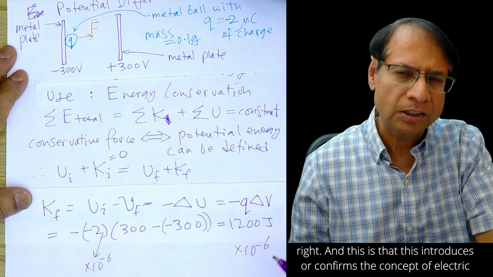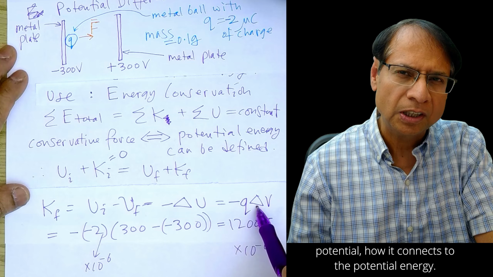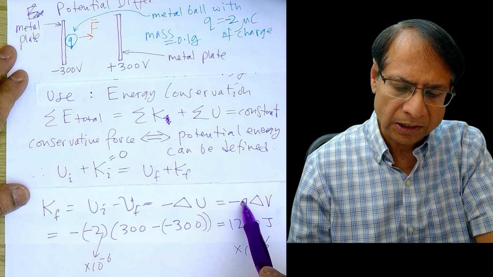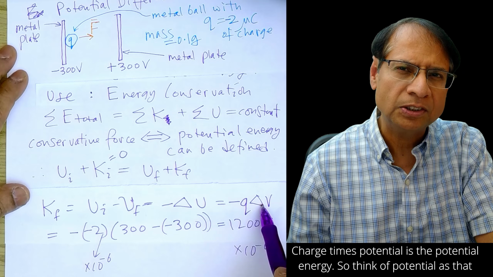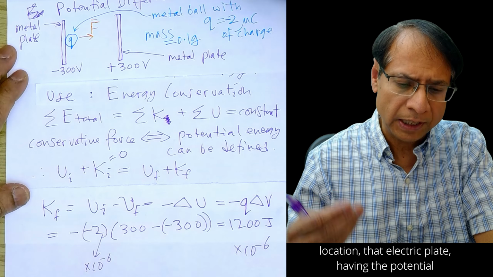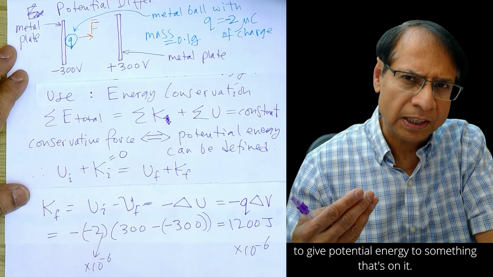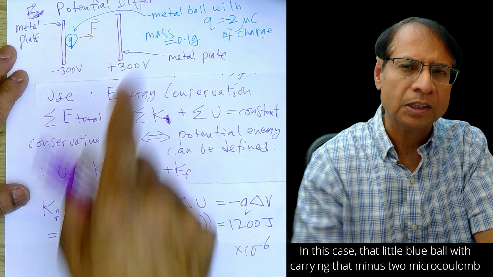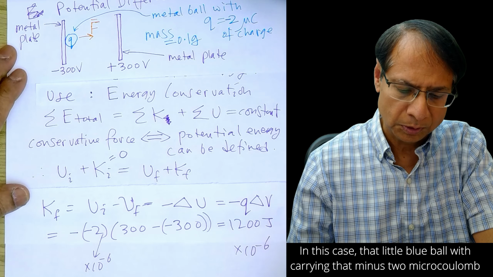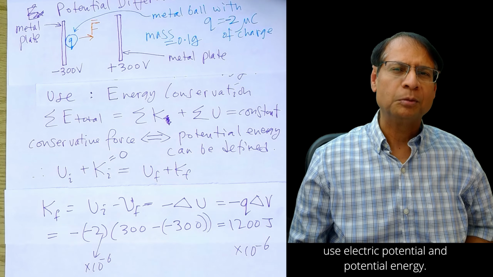This confirms the concept of electric potential and how it connects to potential energy. Charge times potential is the potential energy. So think of potential as that location, that electric plate, having the potential to give potential energy to something that's on it. In this case, that little blue ball carrying that minus 2 microcoulomb charge. So this is an illustration of how you use electric potential and potential energy.